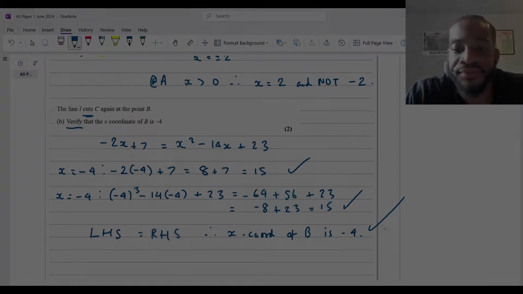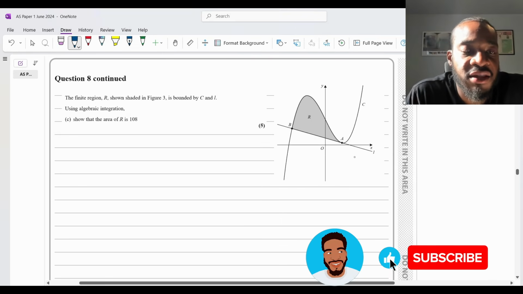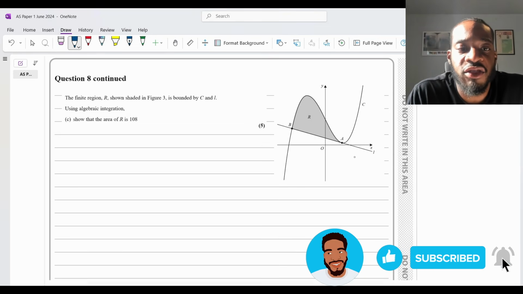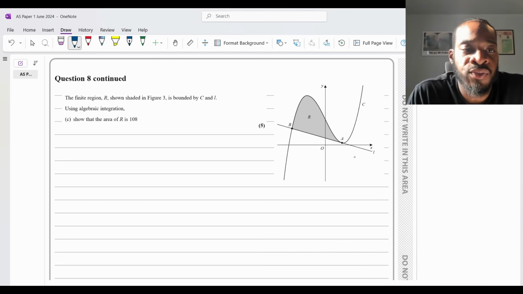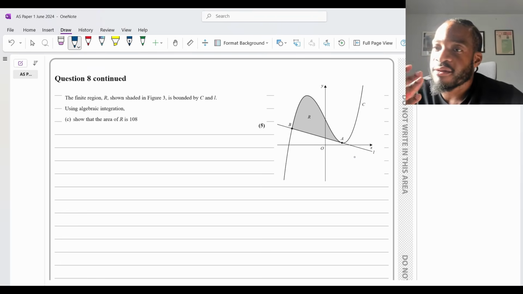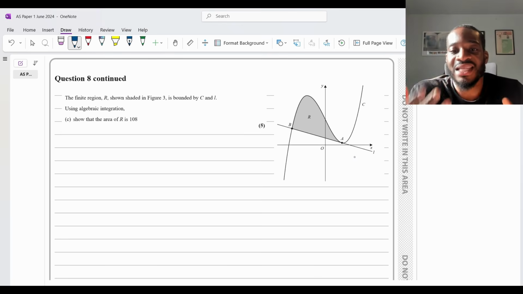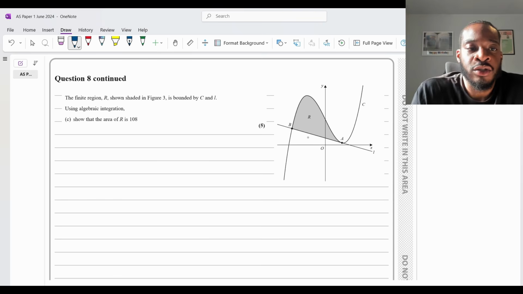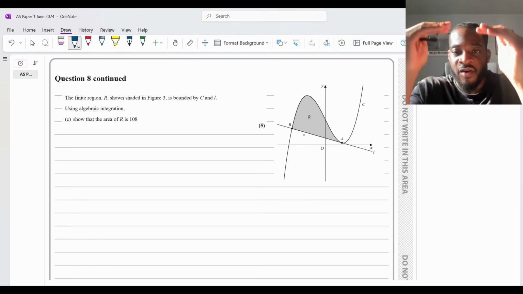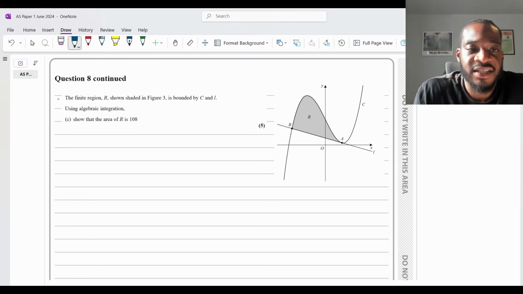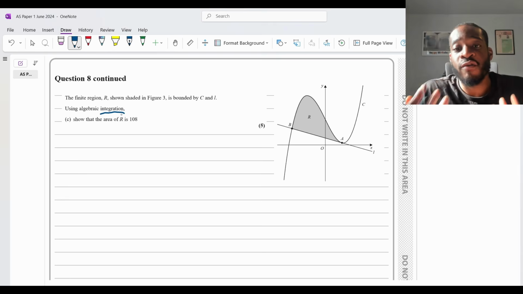Perfect, finished. Okay, so part C says the finite region R, shown shaded in figure 3, is bounded by C and L. Using algebraic integration, show that the area of R is 108, for 5 marks. Okay, so whenever you're doing these types of questions, look at the diagram, visualize it. We're looking for an area. You want to see the question, you want to see the picture. So the area of R, as we can see, is a big part of that area underneath the curve, isn't it? Now, the fact that we said algebraic integration should be a hint that you're obviously going to need a definite integral.